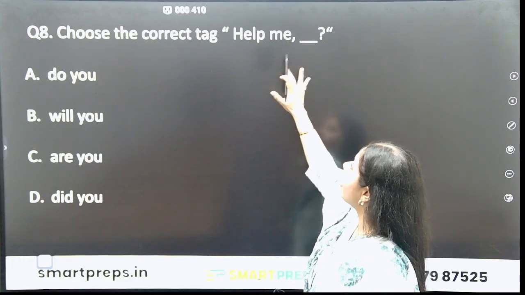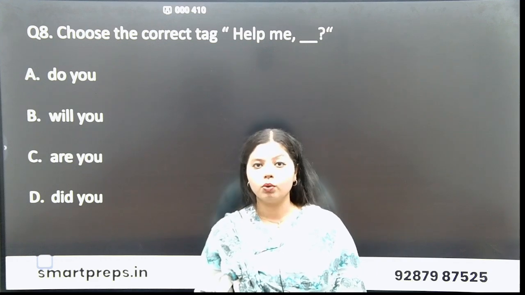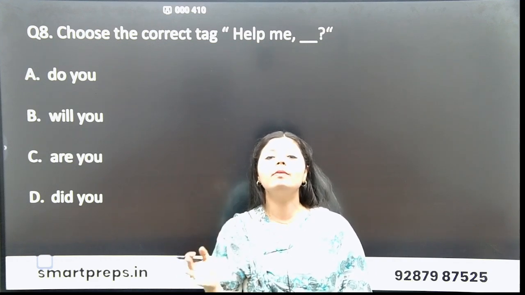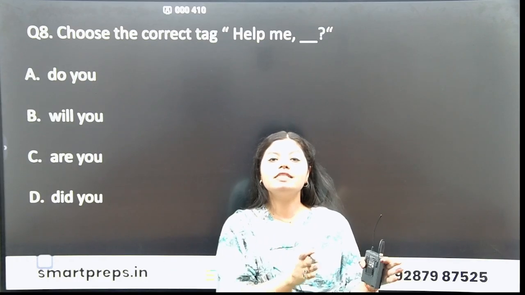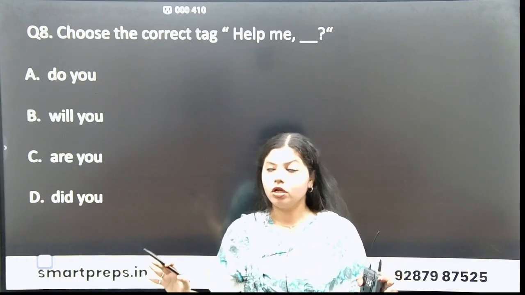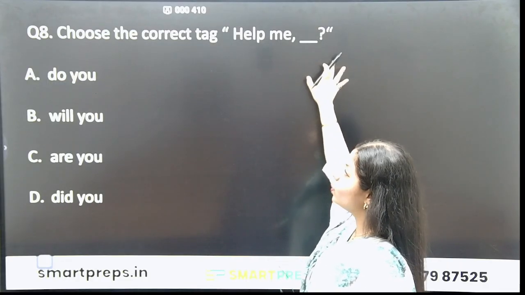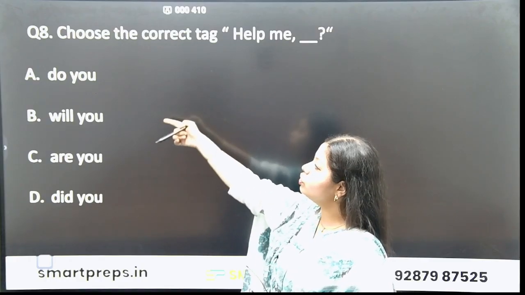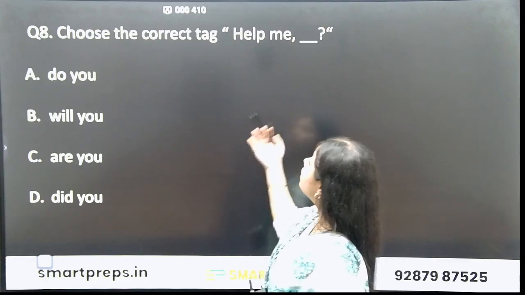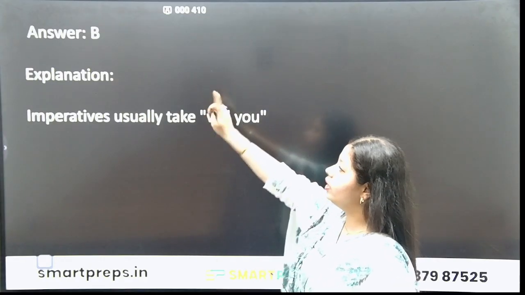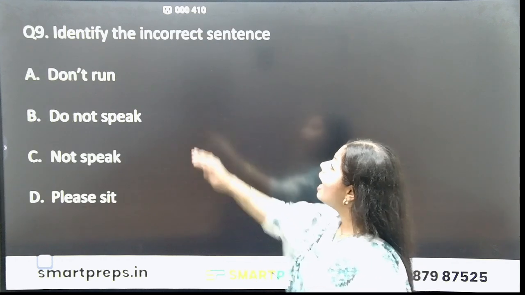Choose the correct tag: help me, comma, dash, question mark. You remember we were using some tag questions, and we will be separating the imperative sentence with a comma through a tag question. So help me, comma, dash. Which will be the correct option: do you, will you, are you, did you? Will you will be the correct tag question. Help me, will you? Yes, imperatives usually take will you.